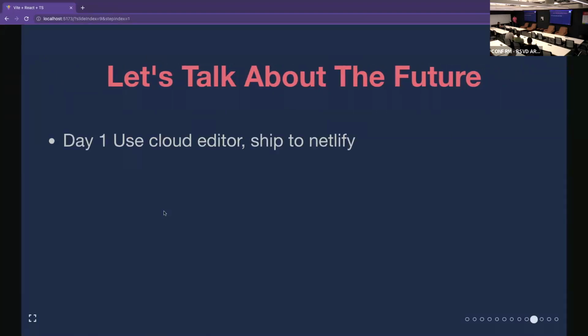So day one, we use a cloud editor and we ship to Netlify, or it's probably actually Deno. Let's be honest, with everything that Deno is doing, Deno is probably the future. And day one, rather than setting up a computer, the person is writing code and shipping it out, right?